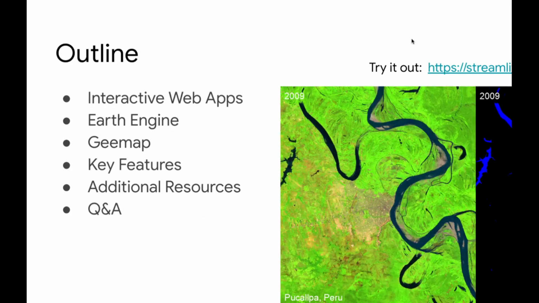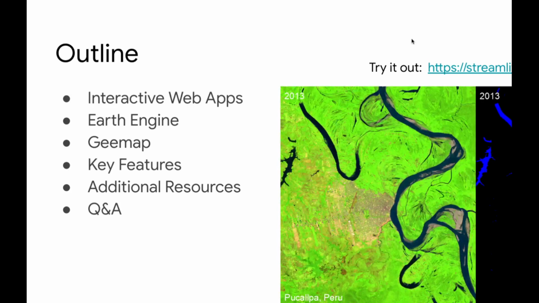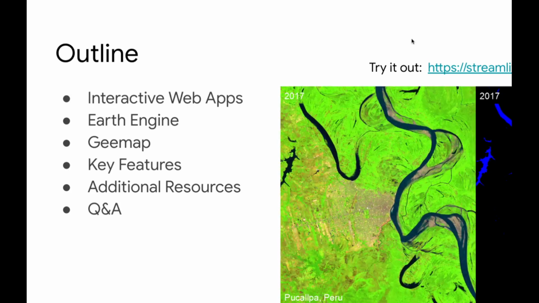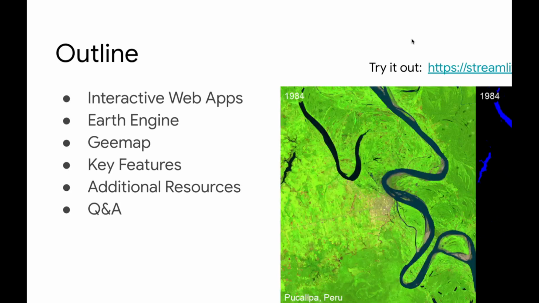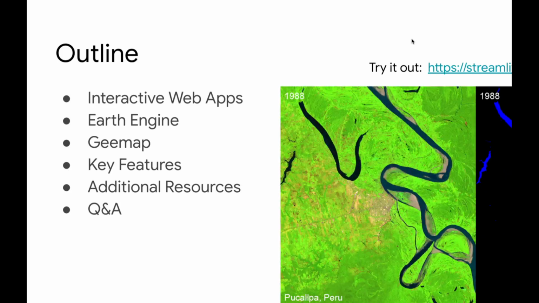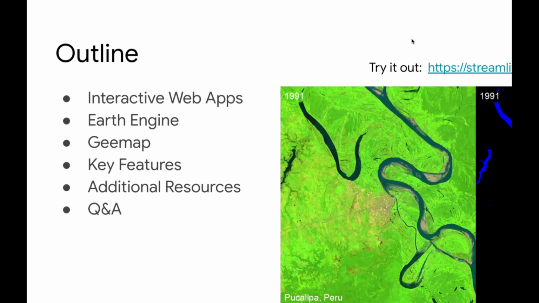Here's the outline. First, I will introduce an interactive web app that allows you to create satellite time-lapse animation for anywhere around the globe using all kinds of satellite data. Then I will briefly introduce Google Earth Engine and Geemap. Then I will highlight some of the key features, what kind of things Geemap can do. And lastly, we'll show you some additional resources.